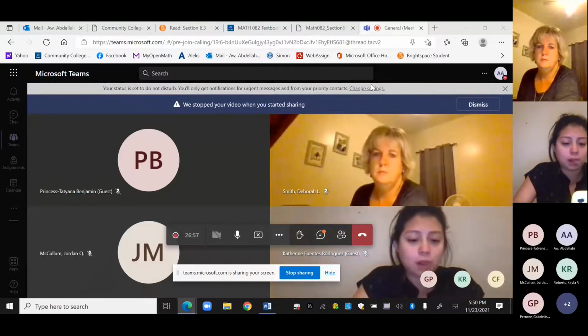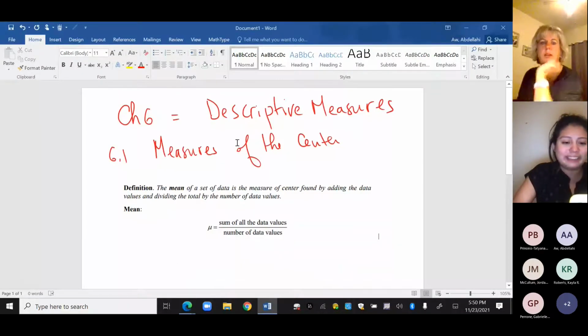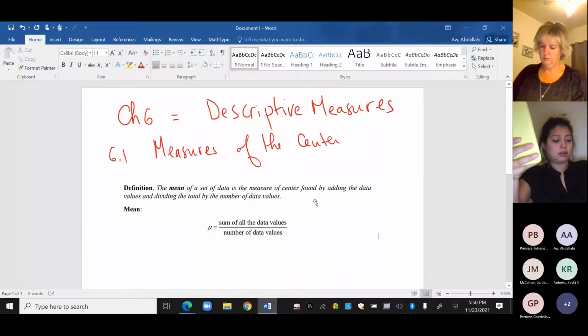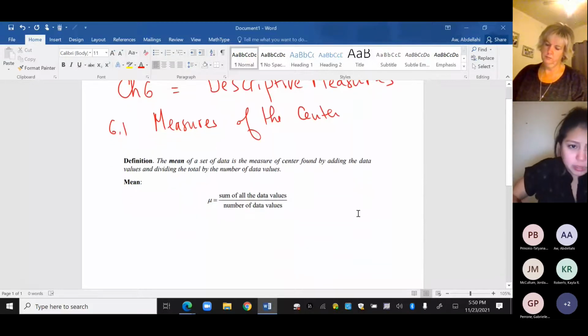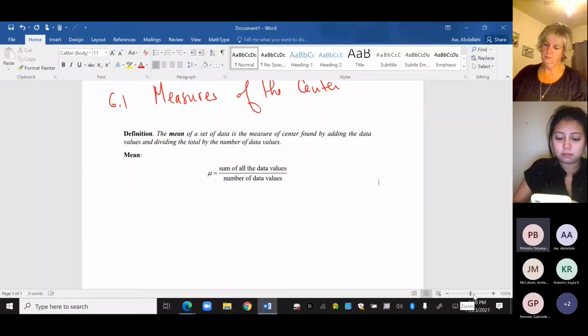Okay, so now what is the mean? You can see my screen, right? The mean of a set of data is a measure of center found by adding the data values and dividing by the total number of data values. That's it. But it's small. It's very small.